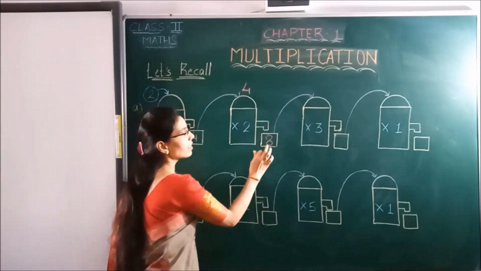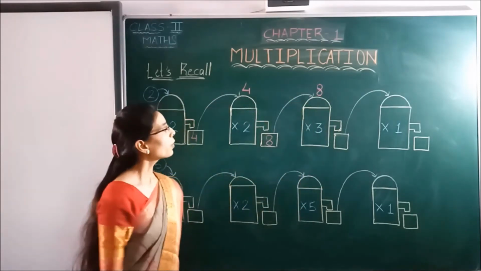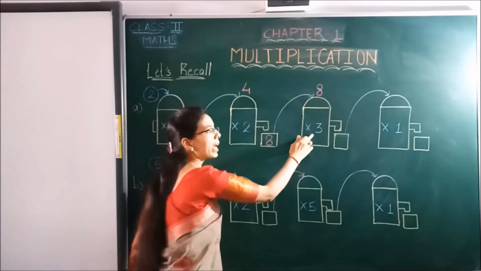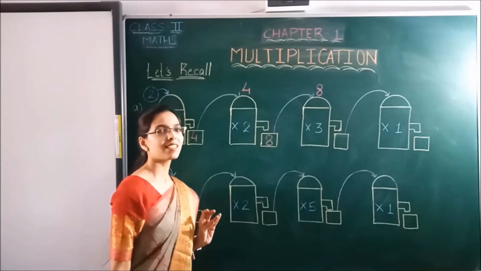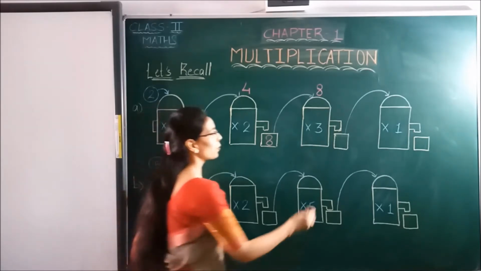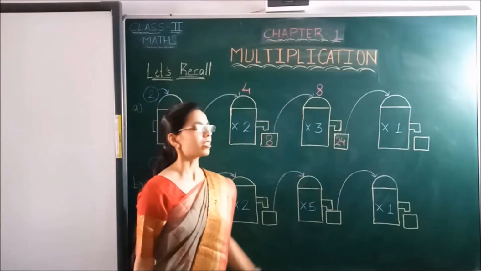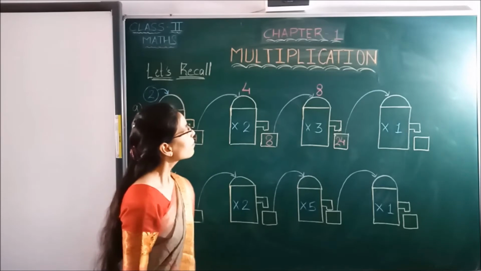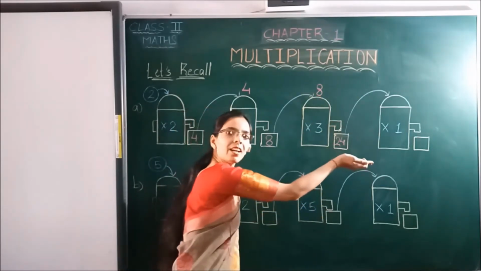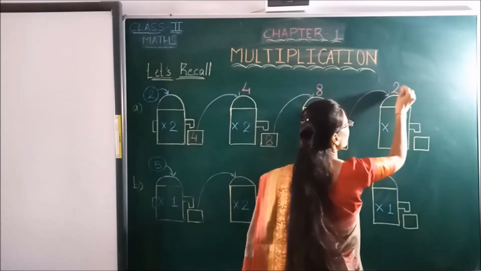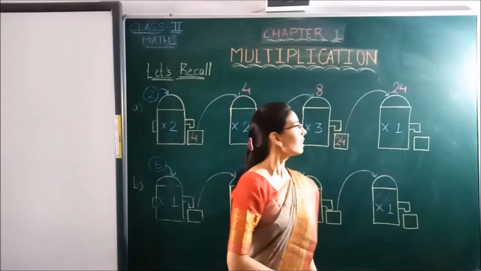Then this 8 will again go to the top of this machine. Then 8 multiplied by 3. 8 1s are 8. 8 2s are 16. 8 3s are 24. Very good. So we will write the answer in this box, 24. Again, this number will go to the top of the next machine.